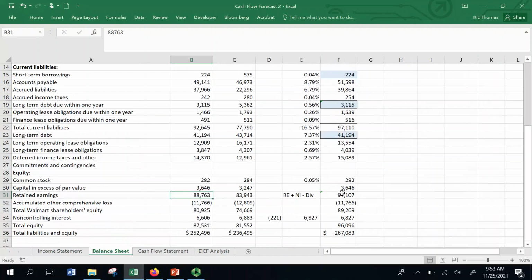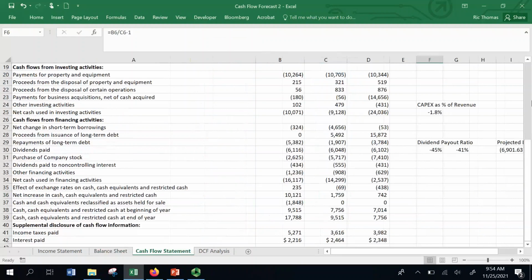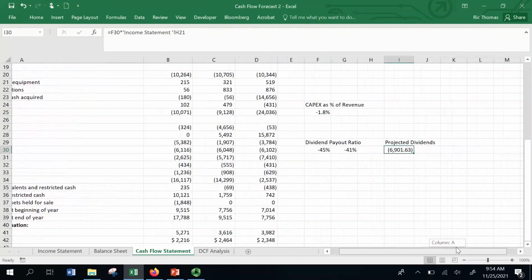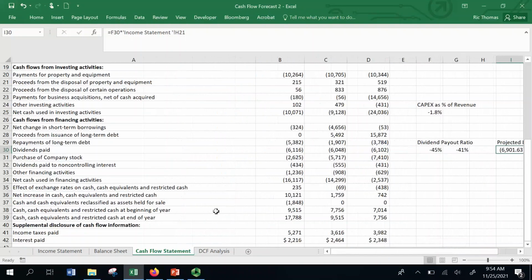So, you can see that I've taken last year's retained earnings plus the income that I just forecasted, minus dividends. Okay. Now the reason I've got that as a plus is because I think I'm expressing dividends as a negative number. So let's take a look at the cash flow statement. It looks like it's I-30, or that's L-30. It could be L or I-30, but it's a 30 number. So it's right here. So I'm projecting minus, in other words, a cash outflow for dividends of 6901. I'll show you how I get that number in a second as well.